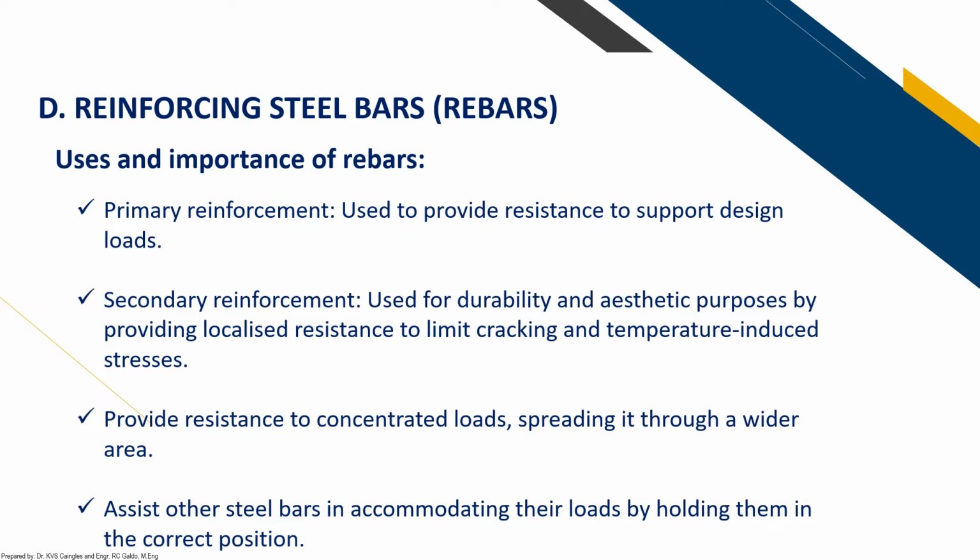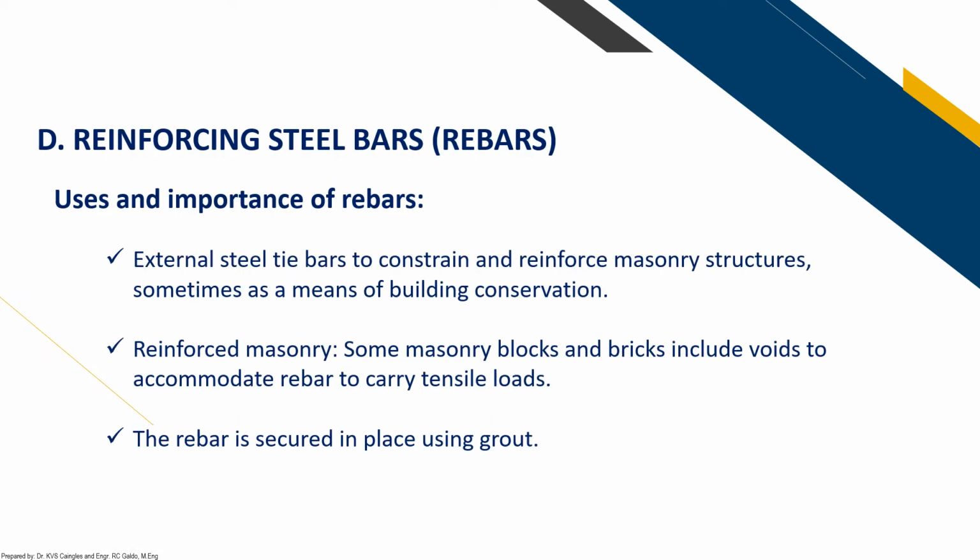So here are some of the uses and importance of rebars. Your reinforcing steel bar can be used as primary reinforcement. It is used to provide resistance to support design loads, and then it can also be used as secondary reinforcement. It is used for durability and aesthetic purposes by providing localized resistance to limit cracking and temperature-induced stresses. Also, your rebars provide resistance to concentrated loads, spreading them through a wider area. Your rebar assists other steel bars in accommodating their loads by holding them in the correct position. And also, external steel tie bars constrain and reinforce masonry structures, sometimes as a means of building conservation.